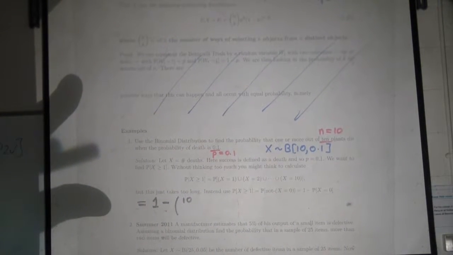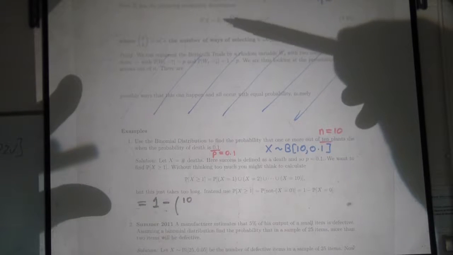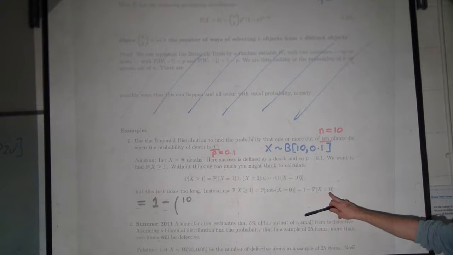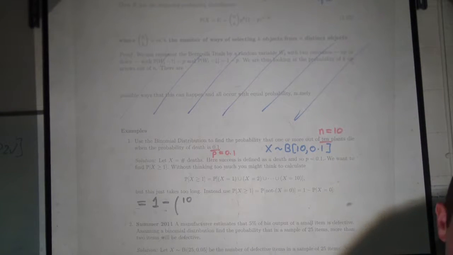What is the k here? You should probably look up here. X is the number of successes, so is X equal to k? Yeah, x equals k. But in this particular example, what's k? 0. So you do x equal to 0. So this is 10 choose 0.